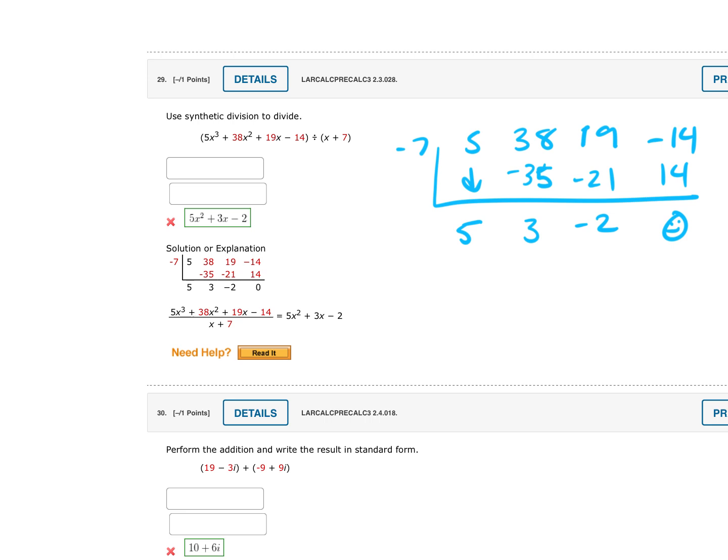So then our answer, since we started with x to the third power, is going to start with x to the second, so 1 less. x squared plus 3x minus 2 with no remainder.